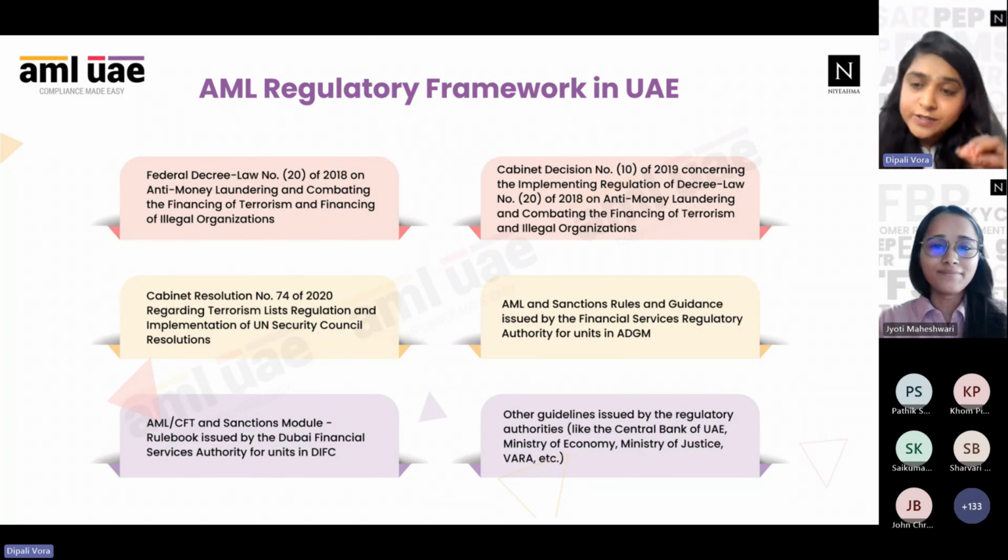These are the three regulations which form, I would say, the base of all of the other guidelines which are issued. Apart from that, in order to help the sectors working in UAE, there are sector-specific guidelines, specifically for the real estate sector, auditors, accountants, dealers in precious metals, real estate agents, then lawyers, notaries. For them, there are separate guidelines issued to help them understand their obligations, which can easily be found and downloaded from the official websites.